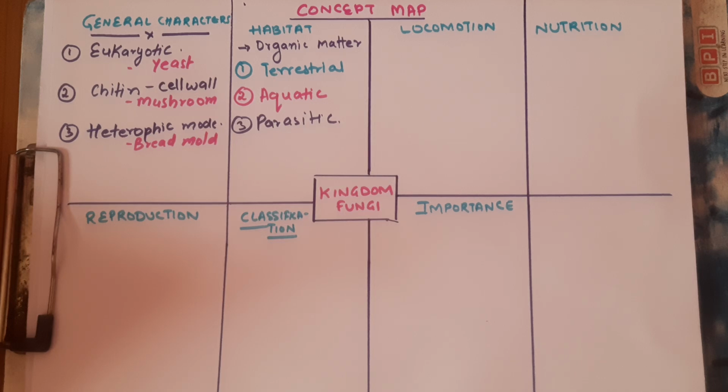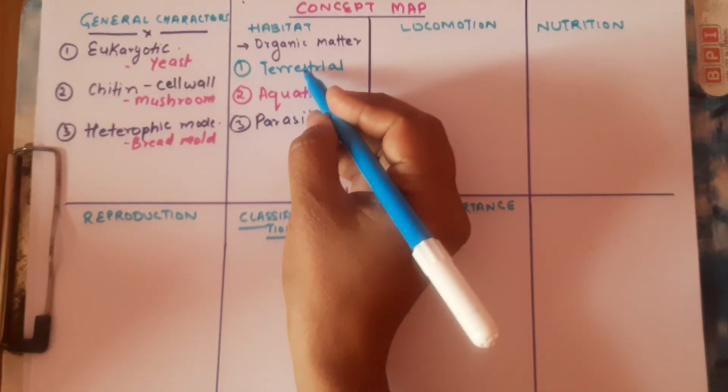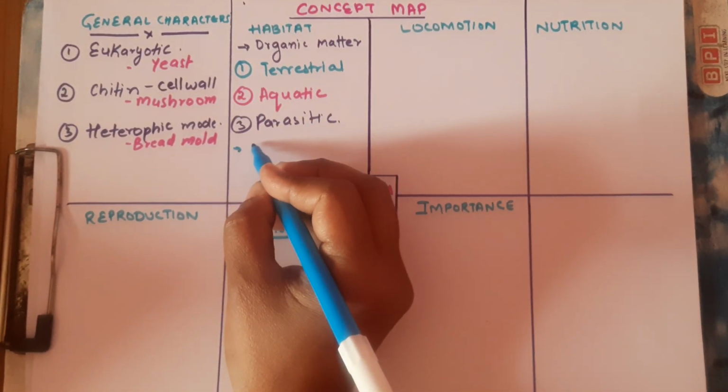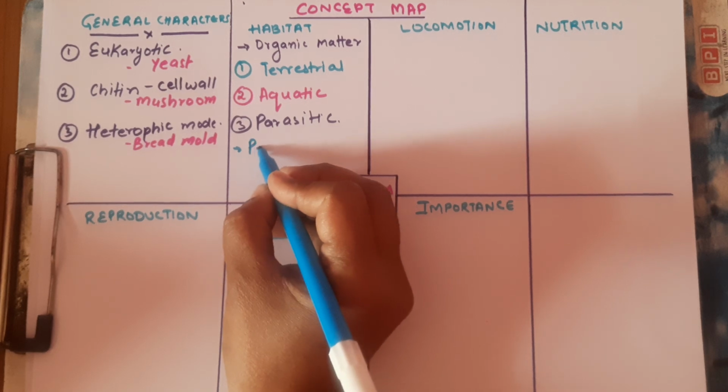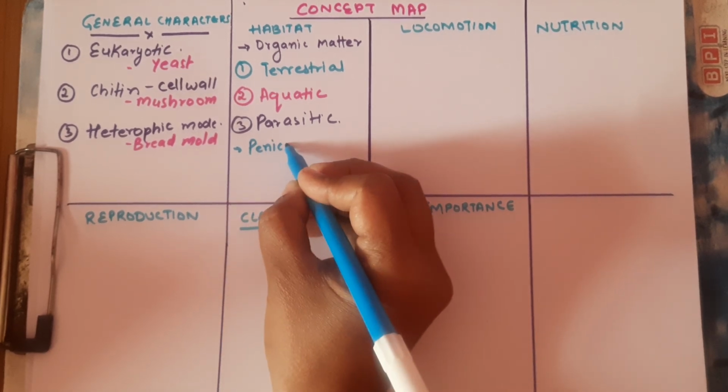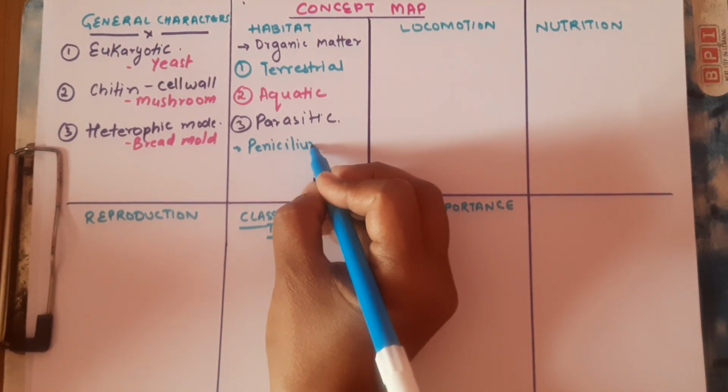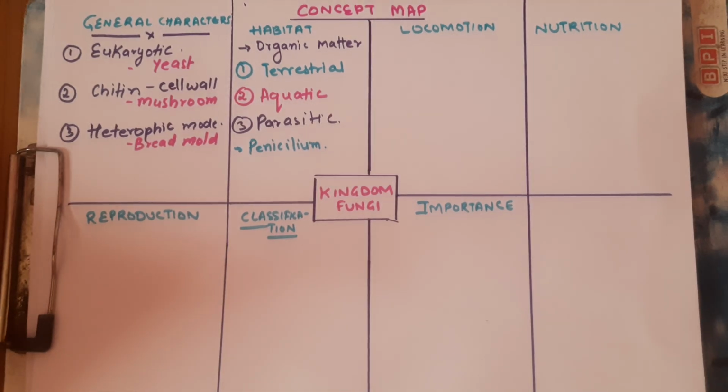For the example of the terrestrial one, I will write in blue. The example is the saprophytic fungus Penicillium. This fungus exhibits the saprophytic mode of nutrition, and it absorbs its nutrition from decaying matter. So it will just grow on decaying fruits.